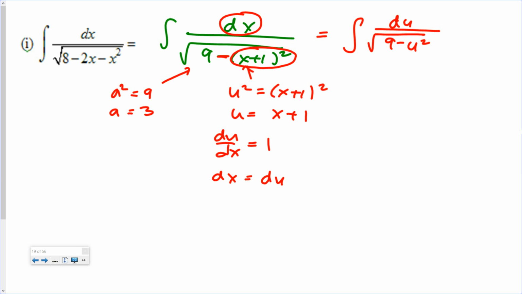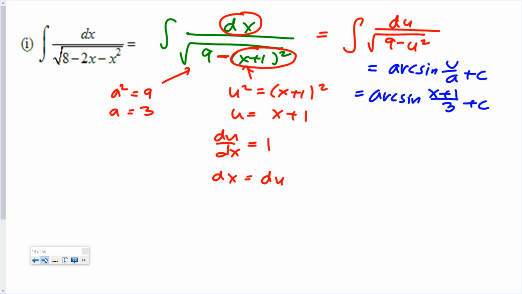So if this is on your pink sheet, then you know this answer is arc sine u over a plus c. Okay, guys, if you have a scalar, remember to remove the scalar before you write this arc sine u over a plus c. Then what you have is arc sine. I know my u is what? x plus 1. I know my a is what? 3, and there's my answer.